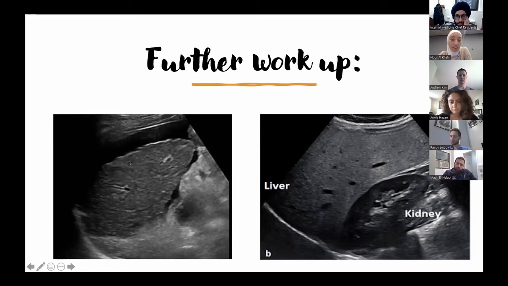And this is his ultrasound now. You can see how the edge of the liver is nodular, and he has a lot of fluid around the liver. The liver seems coarse and a little bit nodular, which is one of the indirect signs of cirrhosis.